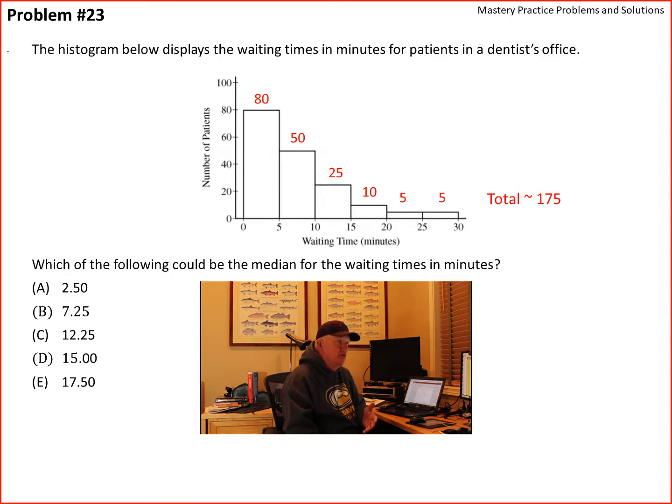And if I divide that by 2, it's 82.5. So the median is somewhere around 82, 83, 82 on one side, 82 on the other. And where would that fall? Well, it doesn't fall in the first bin because that only has 80. But the second bin goes from 80 up to 130. So the median would fall somewhere in that second bin, which runs between 5 and 10, and therefore if we look at our choices down below, the only one that falls within 5 to 10 is B, 7.25. Okay, simple as that.